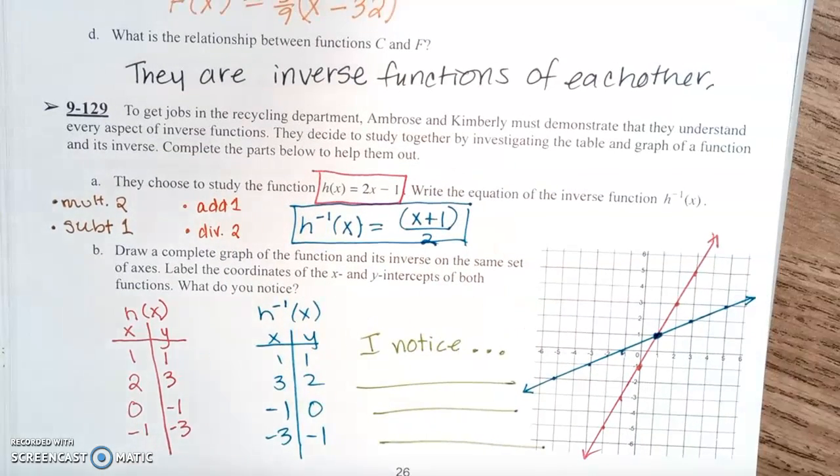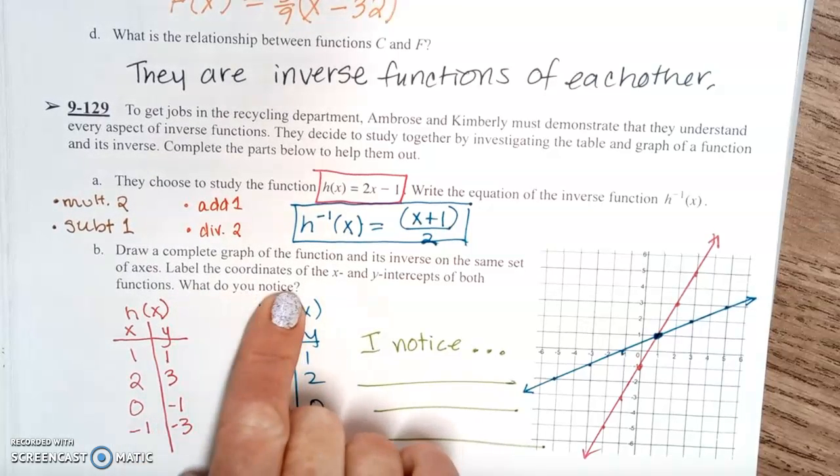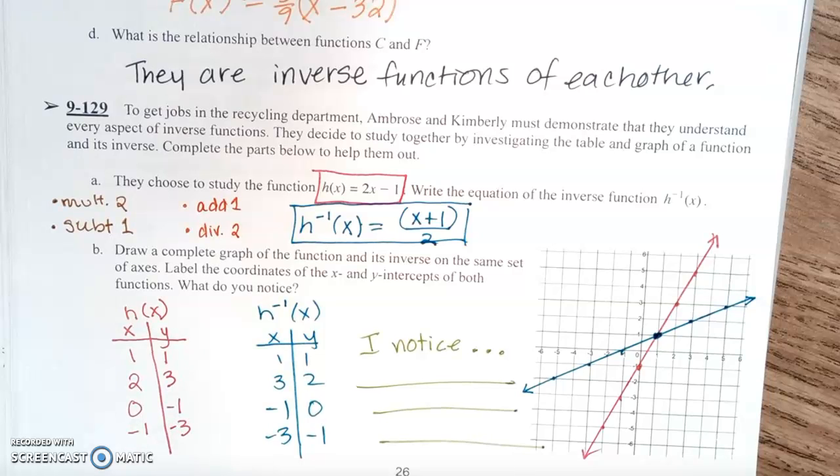So part B says, draw a complete graph of the function and its inverse on the same set of axes. Label the coordinates of x and y of both functions, and what do you notice? All right. So for the original function, the h of x, which is 2x minus 1, you're going to make a t-chart.